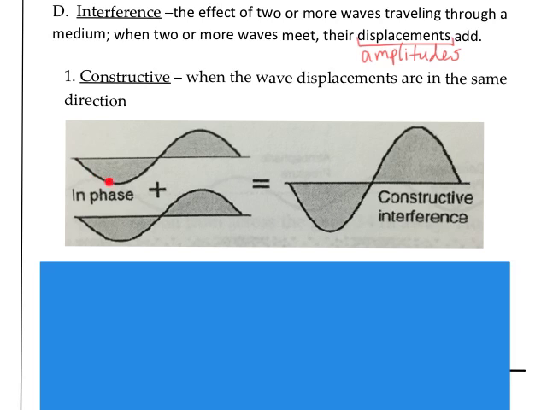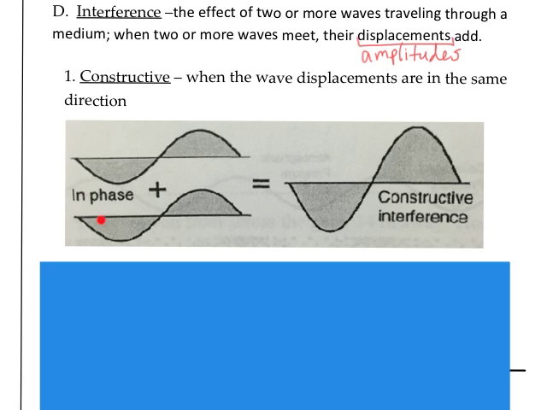So as you can see, we would have two waves where the part of the wave is below the equilibrium, and then at the same time, both waves have a part of their wave above the equilibrium line. We call this in phase with each other.